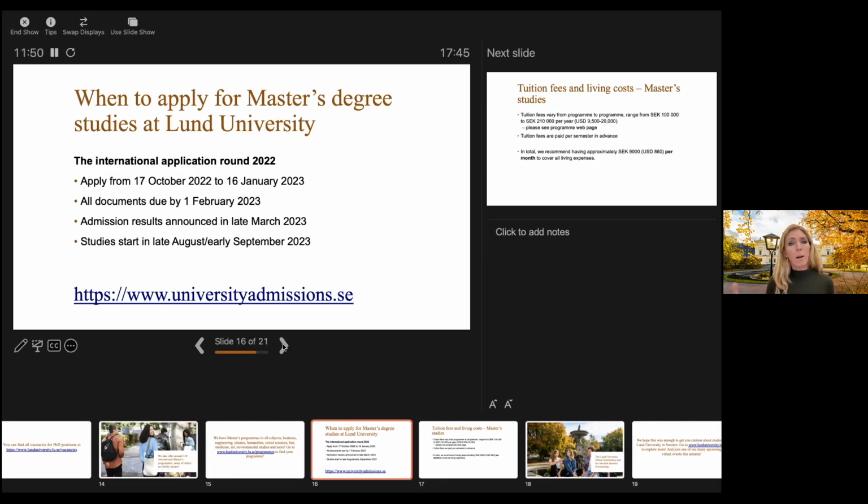And please be aware that we have a national system in Sweden. So everybody has to apply on the website universityadmissions.se. And this also means that the deadlines are very strict because they are for the whole country. So all your documents need to be there by the 1st of February if you want to apply in this round. The results will be announced by late March. And as I already said, the start date will be August or early September 2023. We're interested in applying to us.